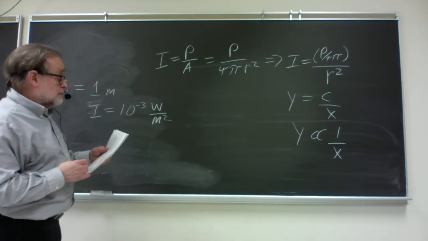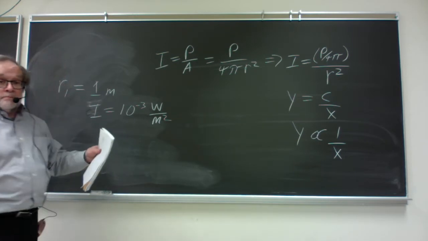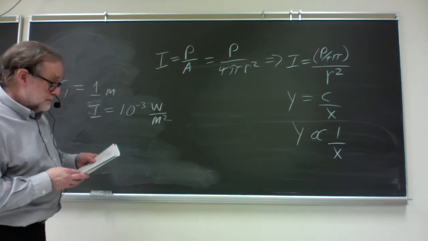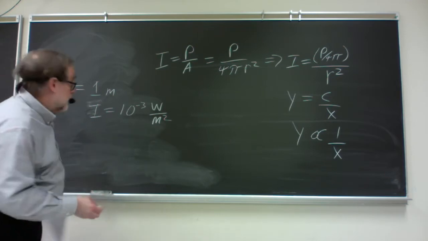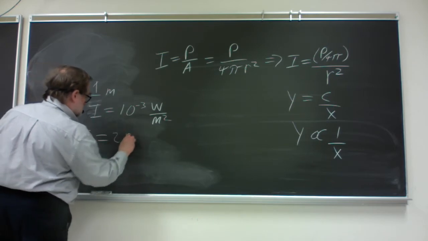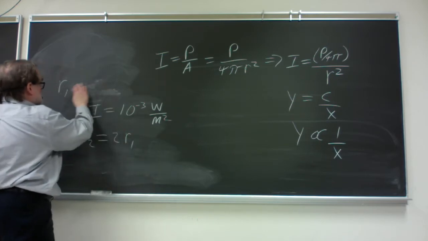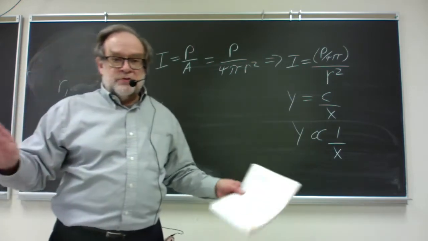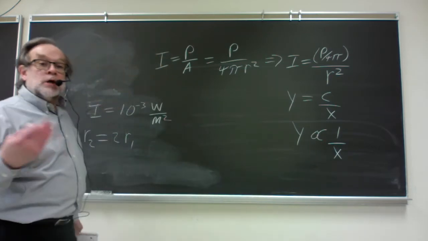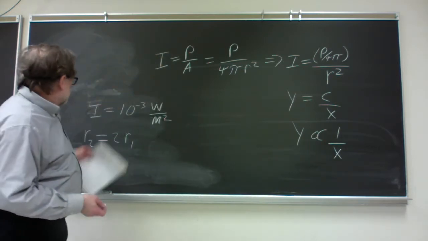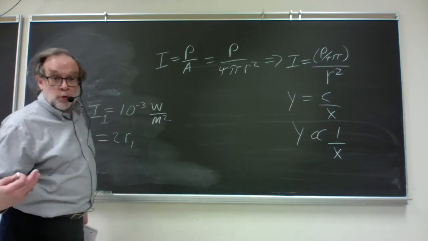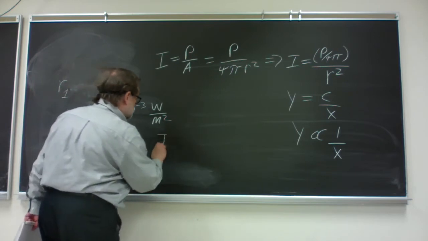Now, let's say we move back so that we're now twice as far away. Just twice as far. We don't even have to know what R1 and R2 actually are. We know that we've moved twice as far away. So now we can invoke inverse proportionality to figure out what the intensity is when we're at the greater distance.